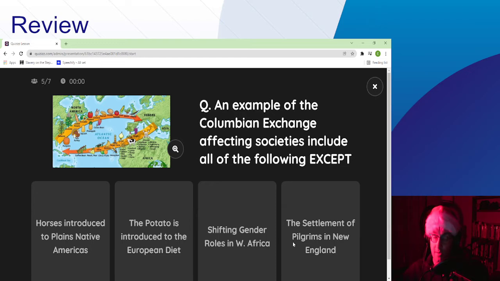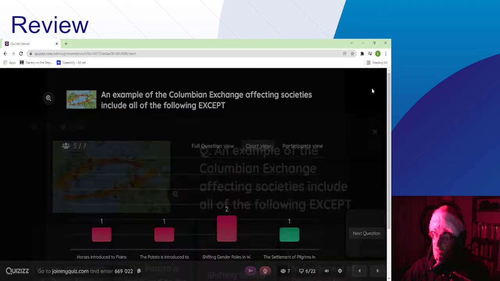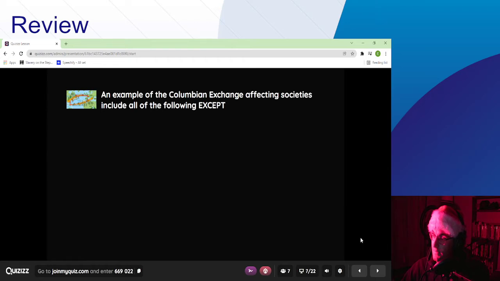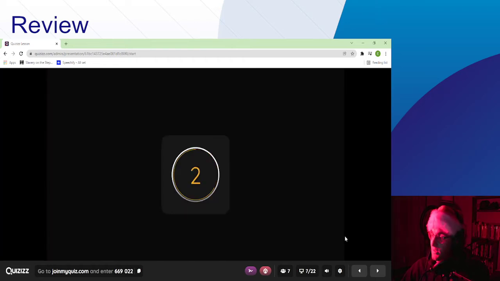Shifting gender roles in Africa due to, in parts of West Africa, a large drop in the male population, right? As well as the fact that Native Americans in what is now the Great Plains began to use horses because they had not previously had horses. That was a fundamental shift to their way of life. Dope. Alrighty. Let's keep on moving.